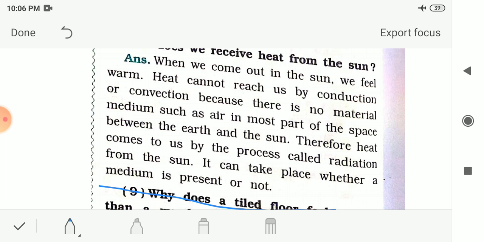As there is no such medium in the space between sun and earth, the conduction and convection processes do not take place, because they require a medium to transfer the heat. But radiation does not require any medium, so by this process of radiation heat transfers between the sun and earth, and this is how we feel warm when we come outside in the sun.